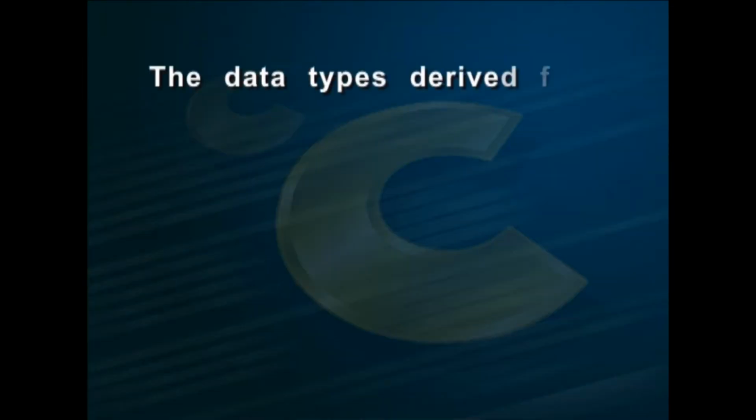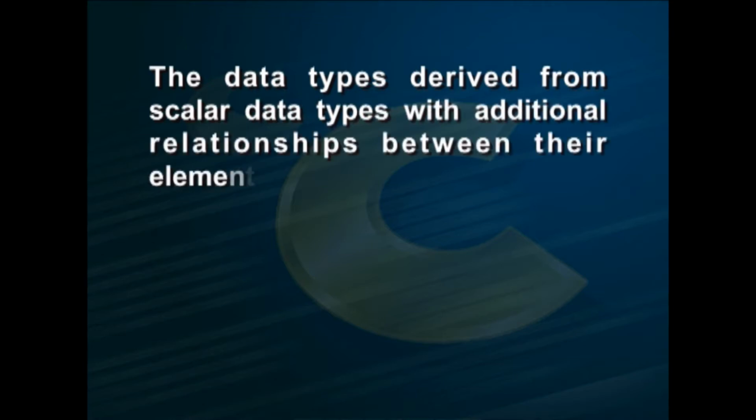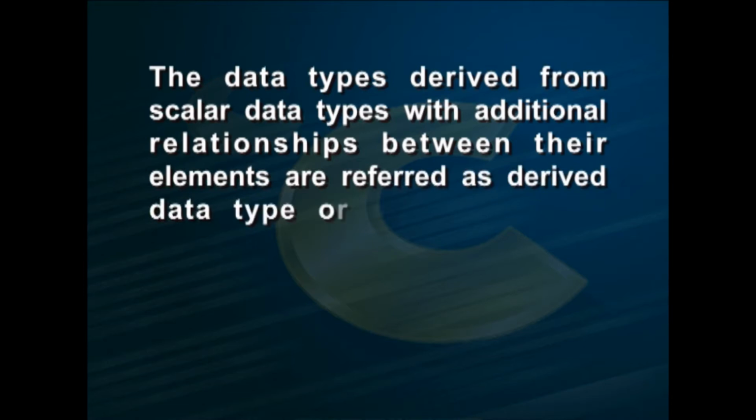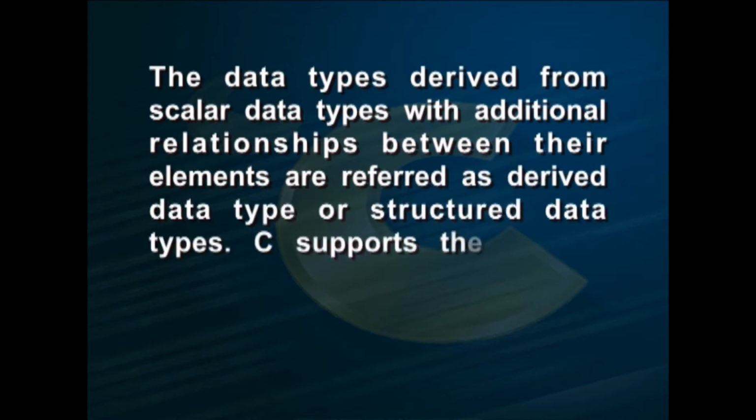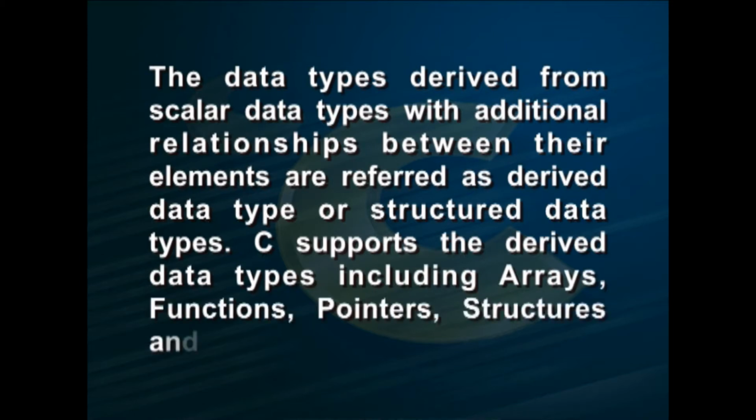Now, let us understand what is meant by derived data types. The data types derived from scalar data types with additional relationships between their elements are referred to as derived data types or structured data types. C supports the derived data types including arrays, functions, pointers, structures and unions. So far we have used only fundamental data types in writing C programs. However, in certain situations it will be easier to write programs using derived data types.